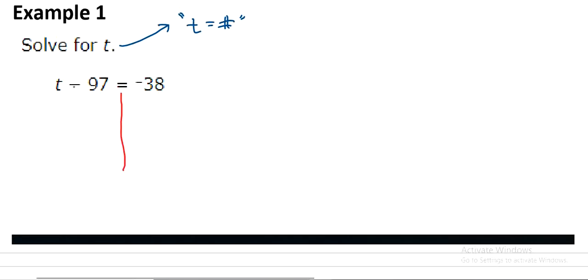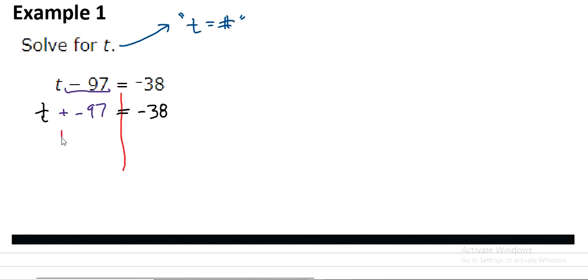Well, we have a negative 97 here. So t minus 97 or t plus negative 97. We remember how we talked about turning a subtraction into adding a negative. I'll write that out just so it makes sense. T, and really, we could rewrite this as t plus negative 97. It means the same thing. Equals negative 38. So, okay, we just have to add the opposite.